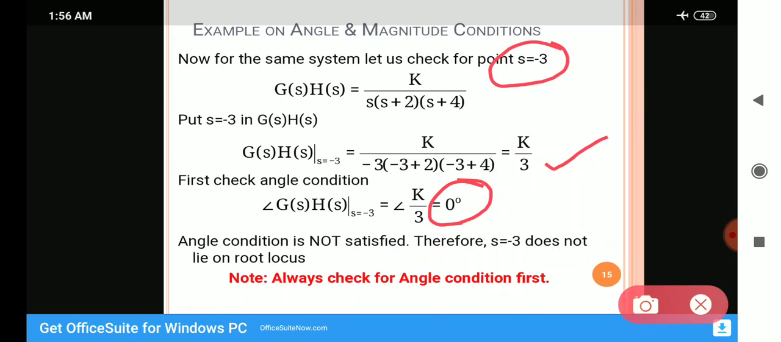Now what does the angle condition say? At any point S on the root locus, the angle of G of S into H of S should be any odd multiple of 180 degrees. In this case it is 0 degrees. That means the angle condition is not satisfied. The condition is that any point should satisfy both angle and magnitude condition. Since the angle condition is not satisfied, S equal to minus 3 will not lie on the root locus. So please make a note here: always first check the angle condition, then go for the magnitude condition.